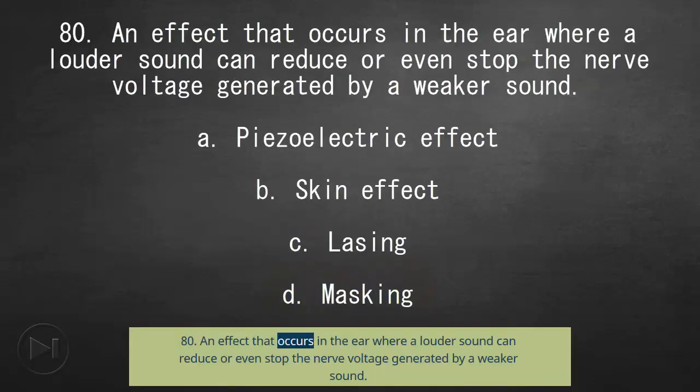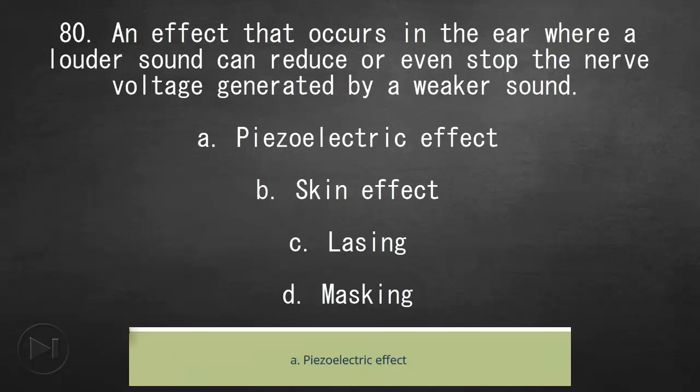80. An effect that occurs in the ear where a louder sound can reduce or even stop the nerve voltage generated by a weaker sound. A. Piezoelectric effect, B. Skin effect, C. Lasing, D. Masking. Answer, D. Masking.